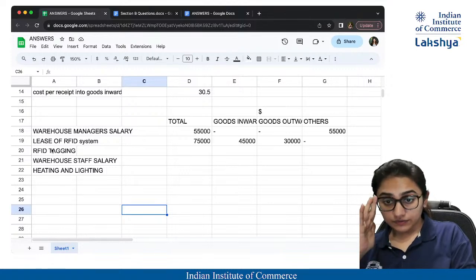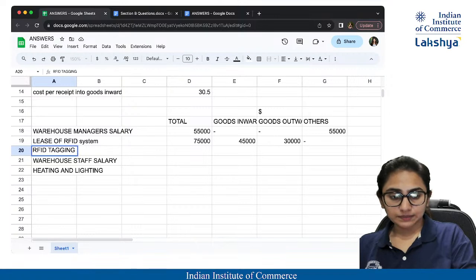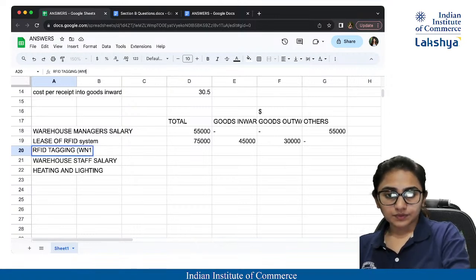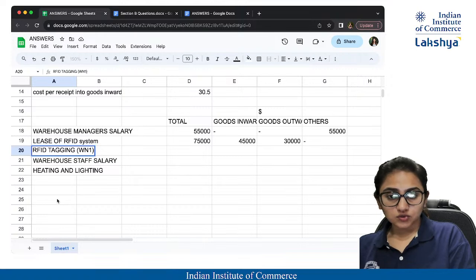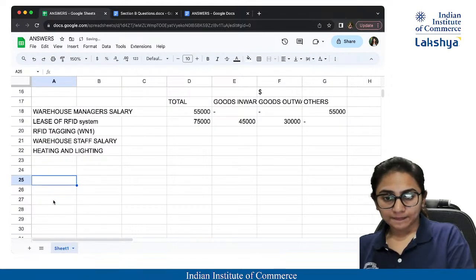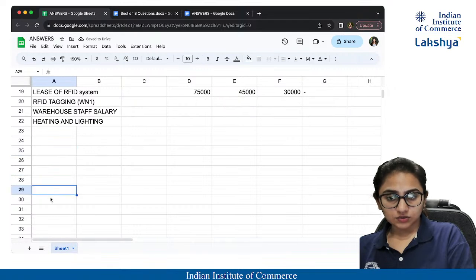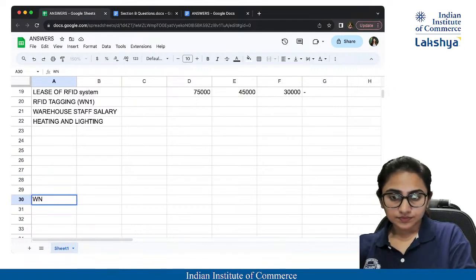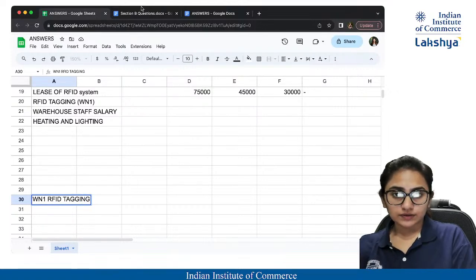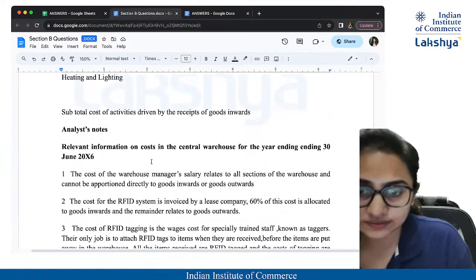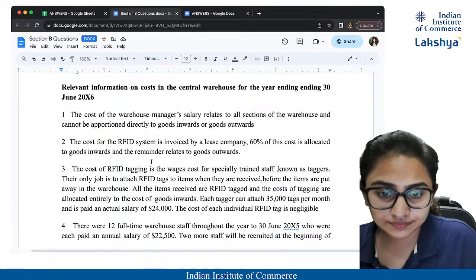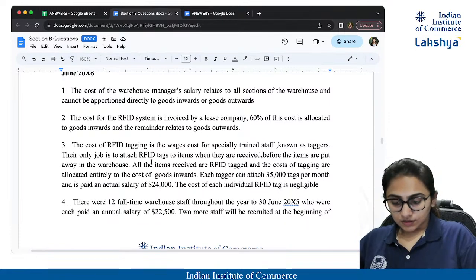So for that, RFID tagging first we have to do. So for that we name it as working note 1. So let's do working note 1 below. Leave a little space and then do. So what will you do for RFID tagging? What is given in terms of RFID tagging? 35,000 tags per month is paid and annual salary is 24.